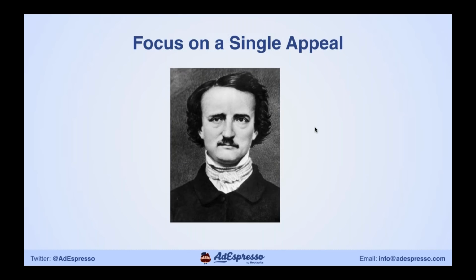So this is a picture of Edgar Allan Poe. Edgar Allan Poe coined the idea that when you're writing a short story, you want to go for a single definitive effect. You want to do the same thing with your copy. His was obviously horror. Ours might be going for a feeling of romance or joy or sentimentality. Focus on that single appeal. It's going to be a lot more effective, and it's going to help you accomplish your goals.